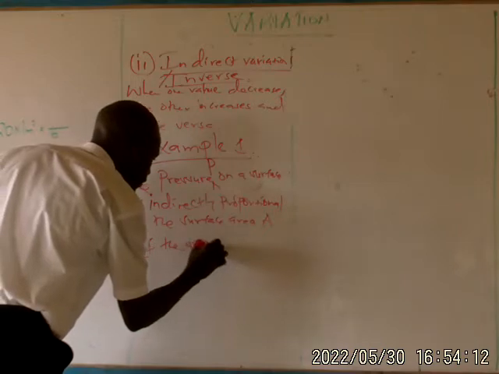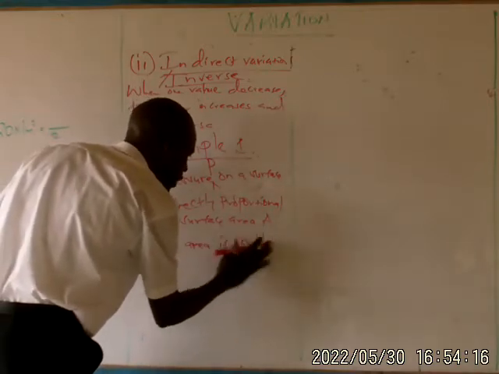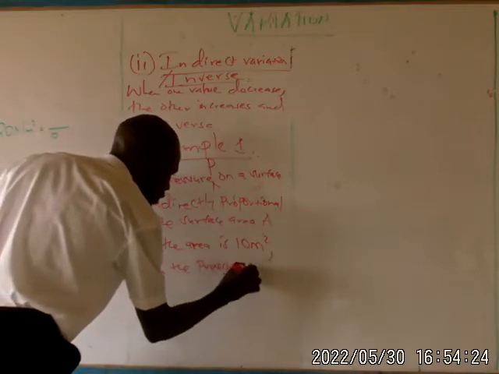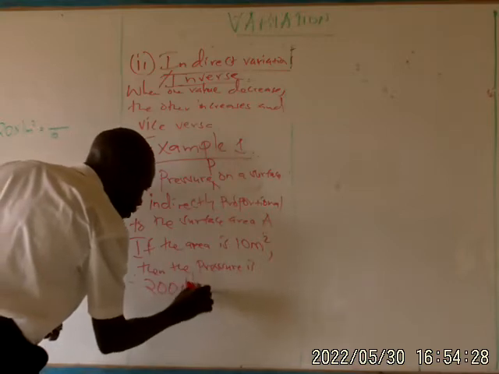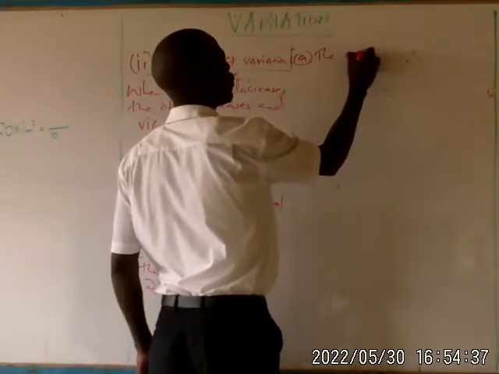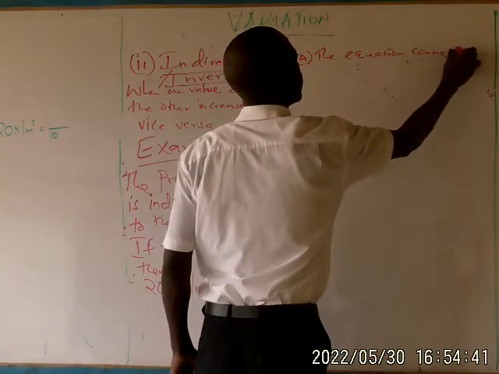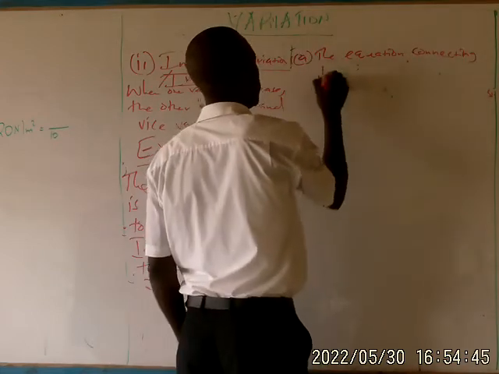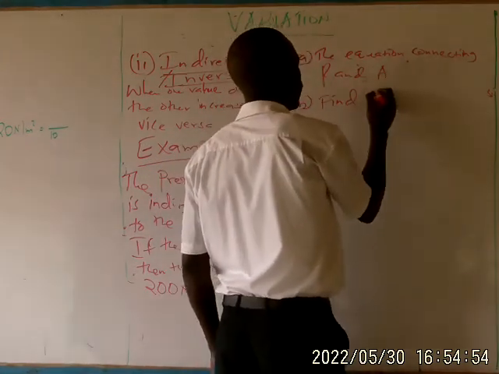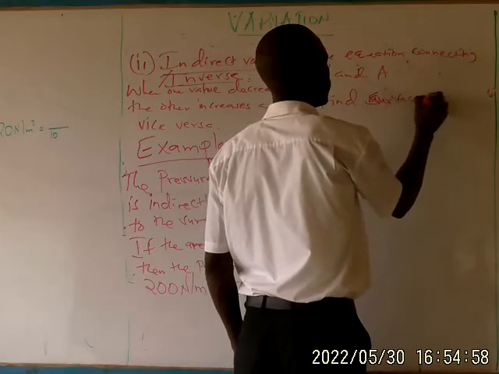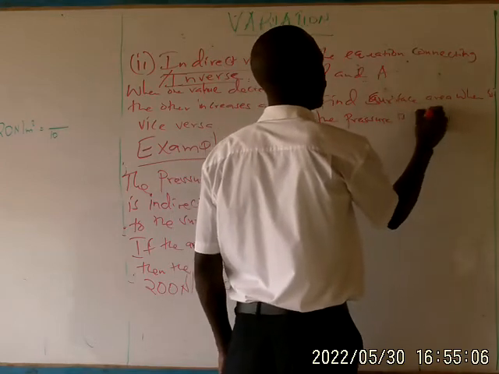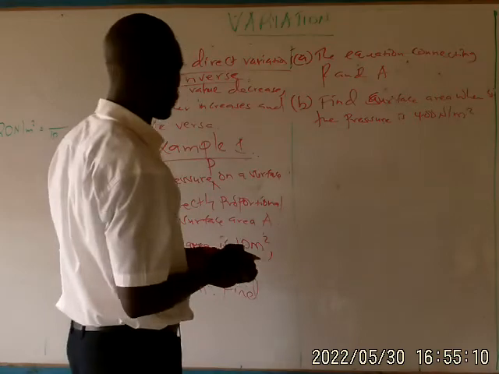If the area is 10 meters squared, then the pressure is 200 Newton per meter squared. A, find the equation connecting P and A. Then B, find the surface area when the pressure is 400 Newton per meter squared. That's a simple example.